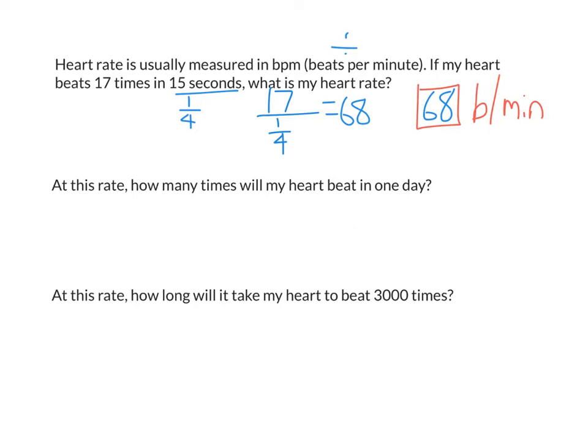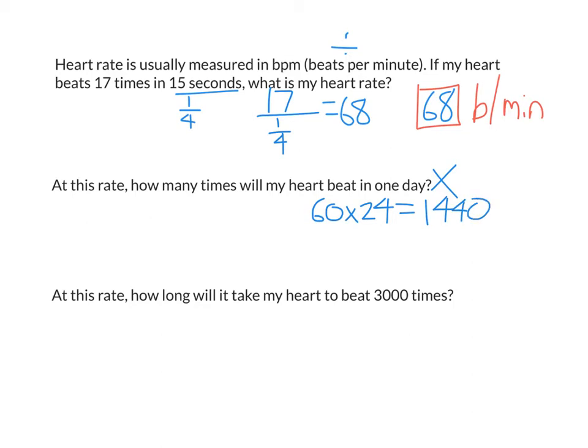So at this rate, how many times will it beat in one day? Well, here we're trying to find the number of beats, the first quantity. So we're going to end up timesing. All we're going to do is times the number of minutes by 68, because there are 68 beats in 1 minute. So let's figure out how many minutes are in a day. So there are 60 minutes in an hour, and there are 24 hours in a day.